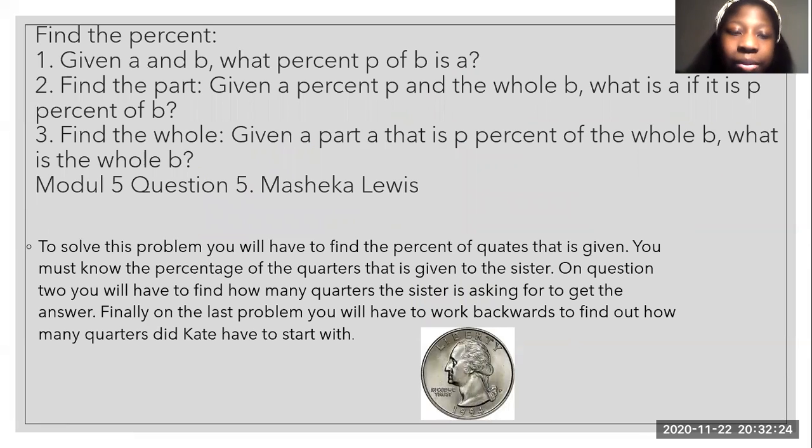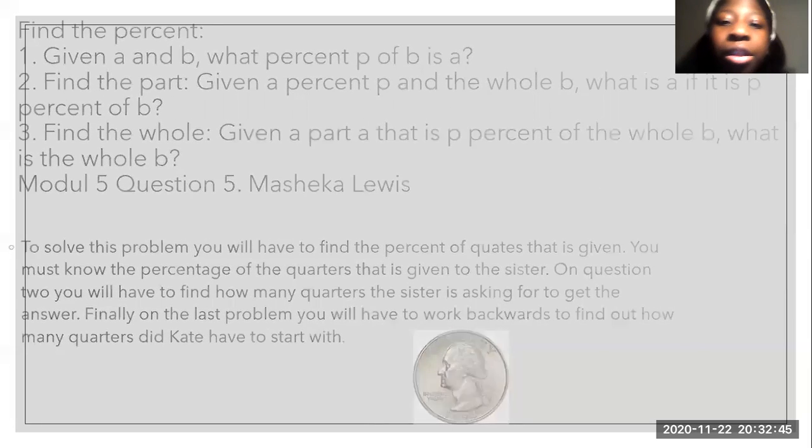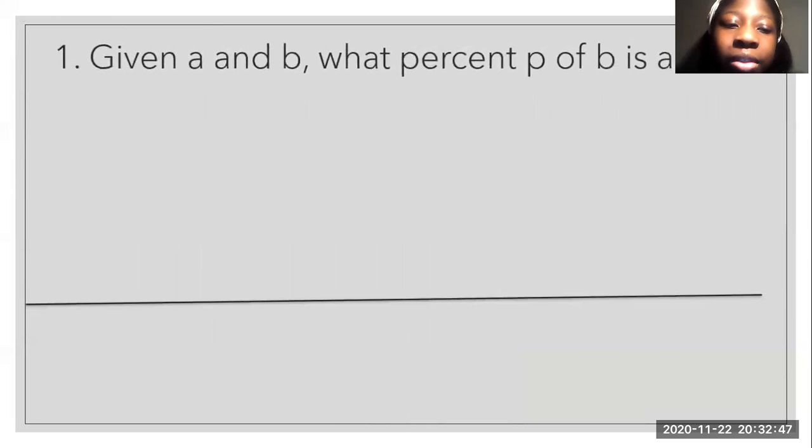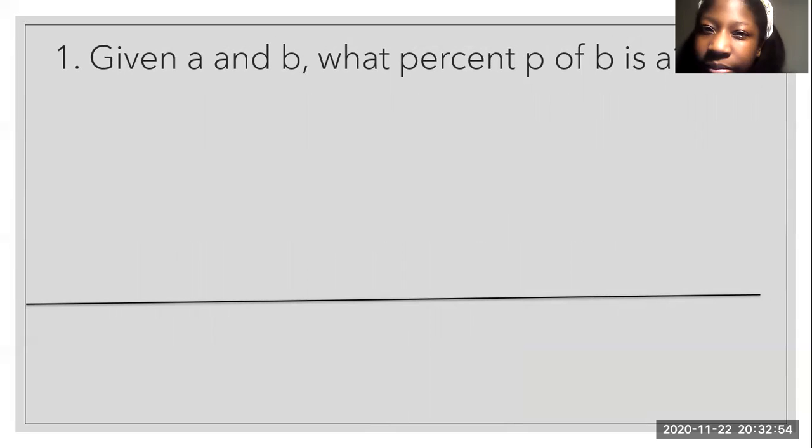Okay. Now for our fifth question, sorry. Now we'll have to find the percentages of these problems given to us. Now I decided to use quarters because it's like money and it'll be easier to understand. So I use quarters, so it'll be easier for everybody to be able to understand. Now our first one: given A and B, what percentage of B is A?